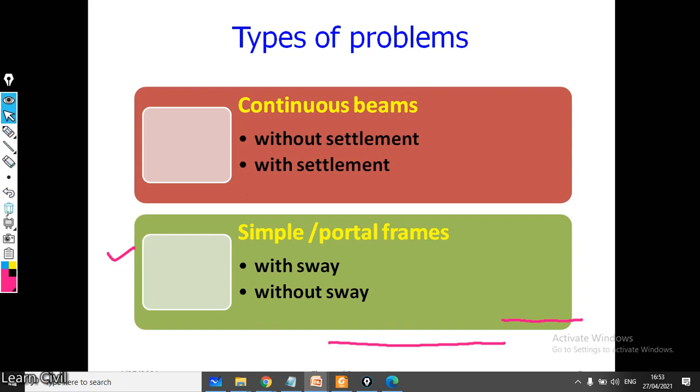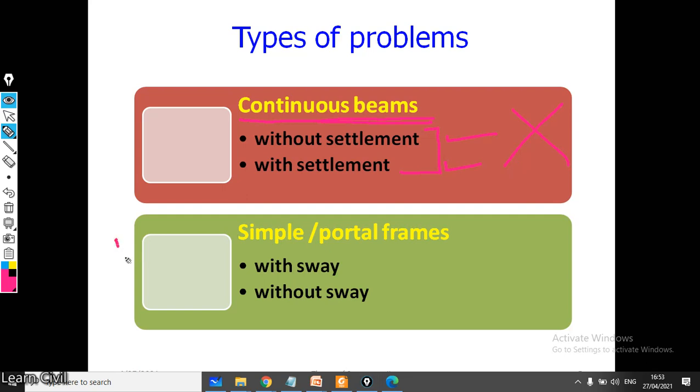Different types of problems can be solved by using Kani's method. The first type can be analyzed for continuous beams. Two different types of continuous beams can be solved: continuous beam without settlement, and continuous beam with settlement. But this particular part is not there in your syllabus.